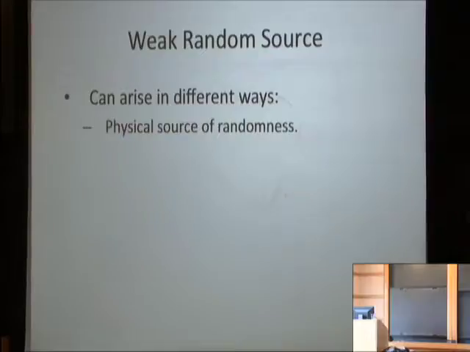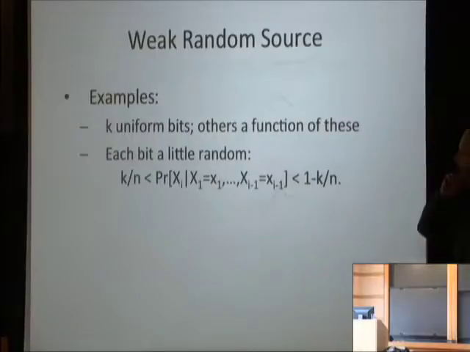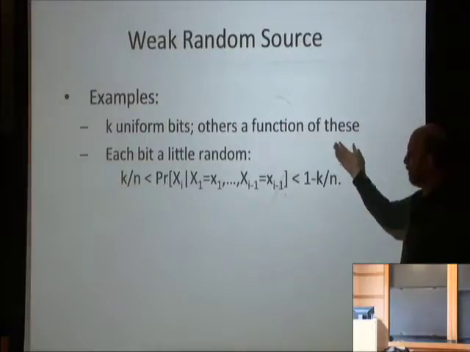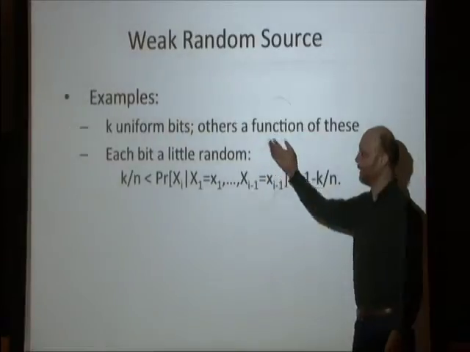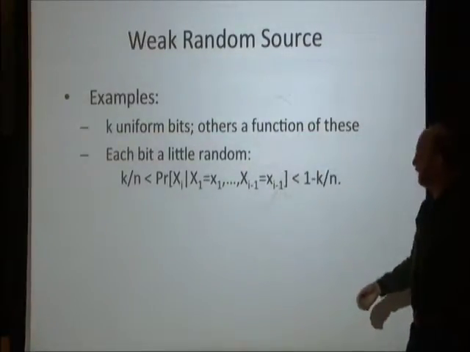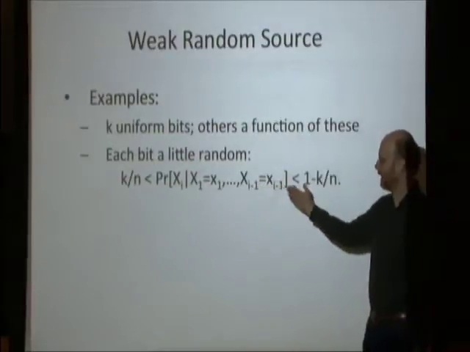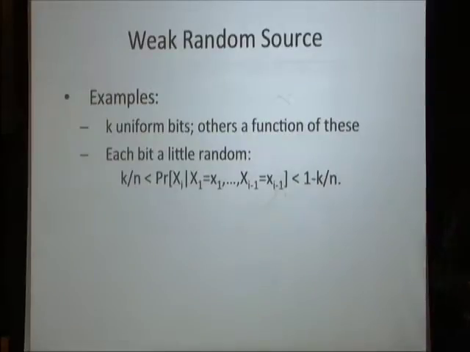Such sources, weak sources, well, actually, maybe I should have done this first. Some examples of sources with min entropy k: if you think about the bit representations, it could be k uniform bits, and the other bits are functions of these k uniform bits. Or it could be that each bit is a little bit random, so maybe the conditional probability of x_i conditioned on the previous bits is somewhere between k over n and 1 minus k over n. And it could be some kind of convex combination of these.